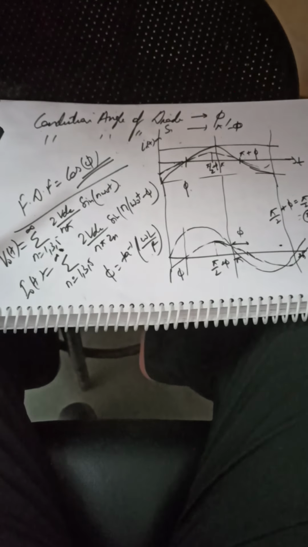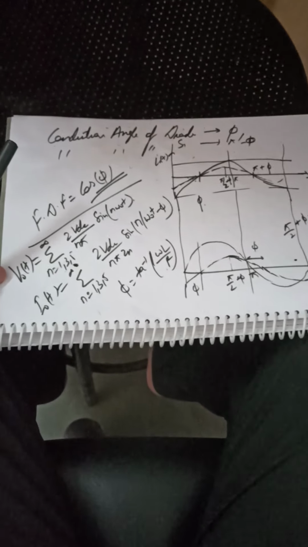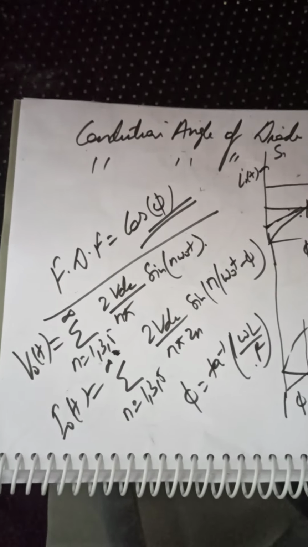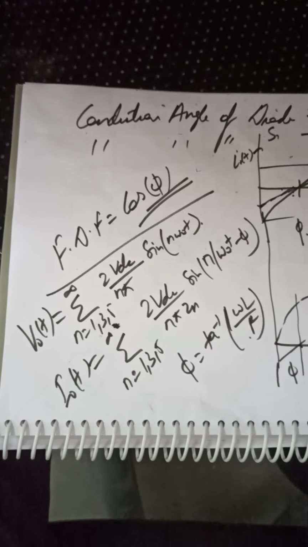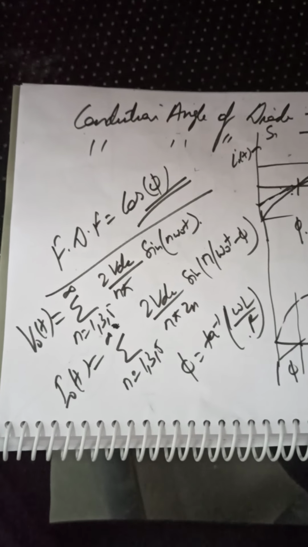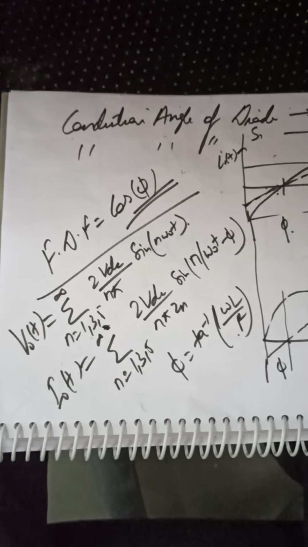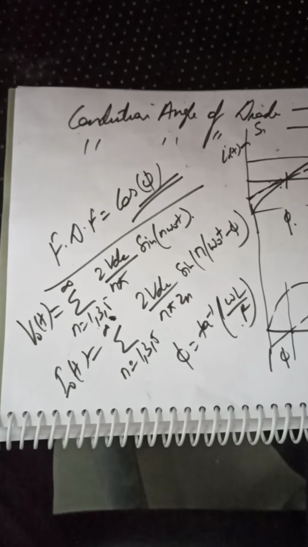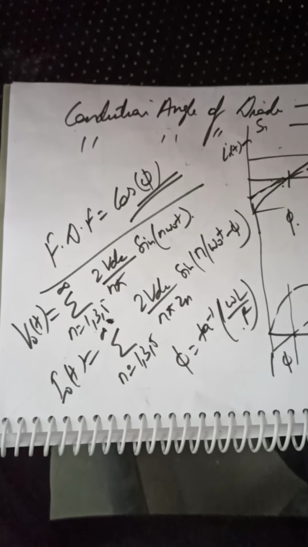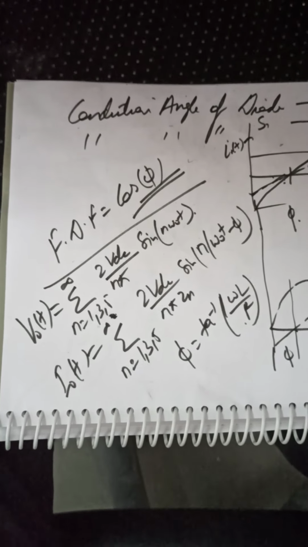The waveforms part. Now you can easily conclude from this part the conduction angle of the diode. So before moving to the conduction angle of the diode, I would like to shed some light on this part. Have a look at this part. The voltage output V0(t) will be given by the sum of 2Vdc/(n pi) sine(n omega naught t), and it will comprise only odd harmonics. The odd harmonics will be present, that will be 1, 3, 5 to infinity.